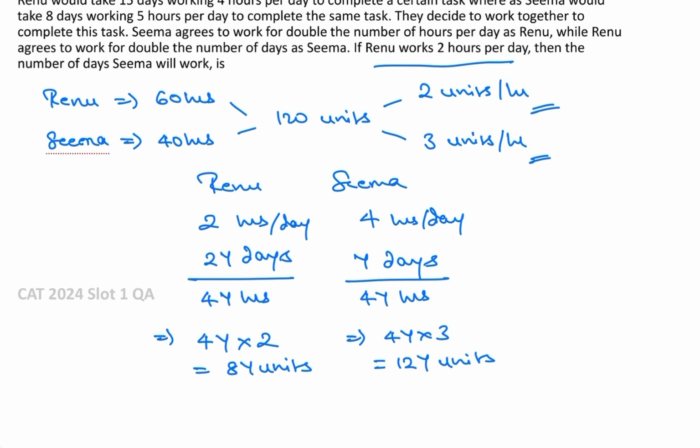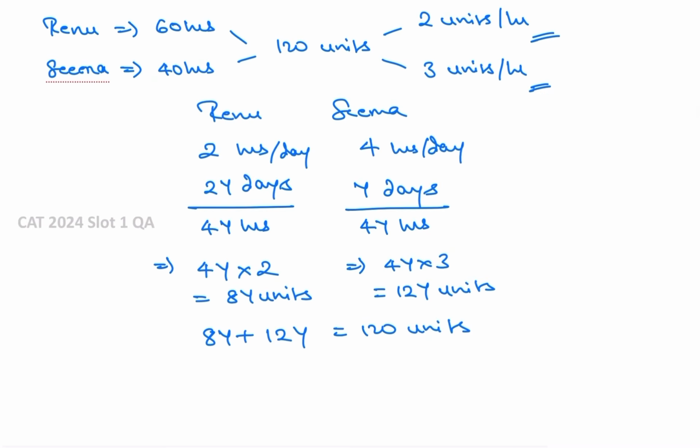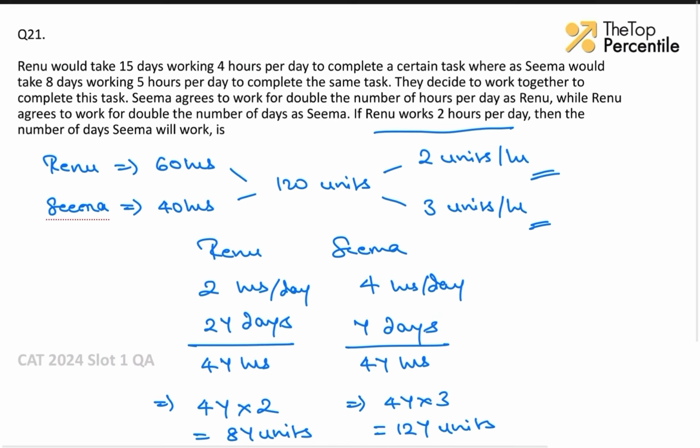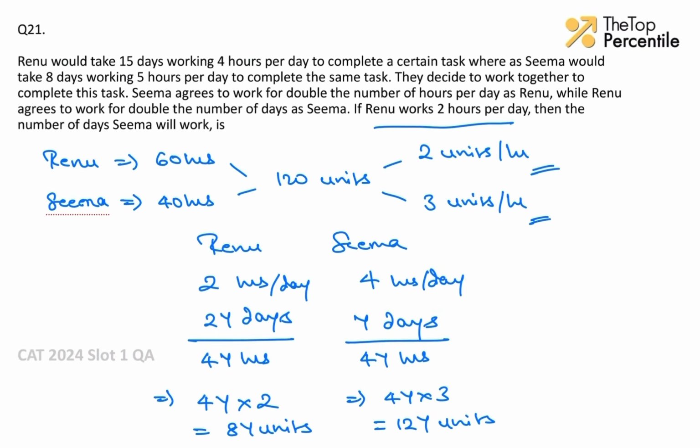So overall, 8y plus 12y units of work will be equal to 120 units of work. So this means that y is equal to 6. Now what I need to find is the number of days Seema will work for. So Seema is working for y days.